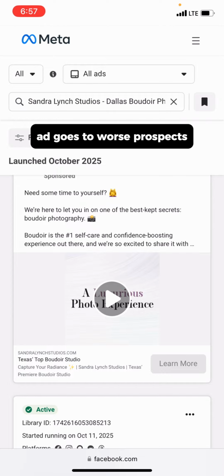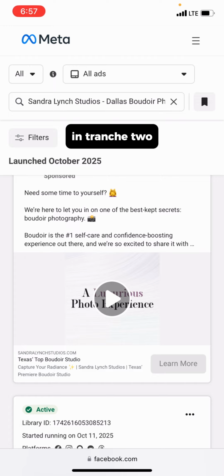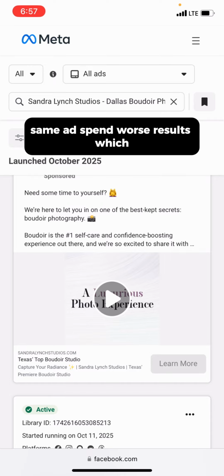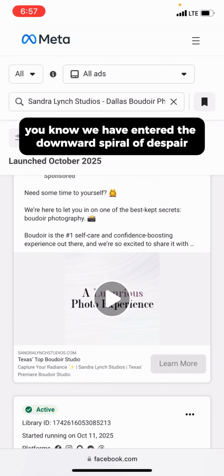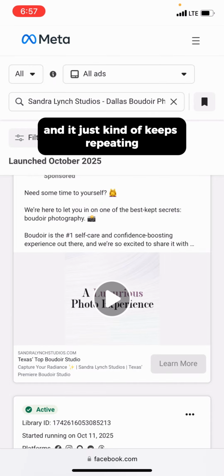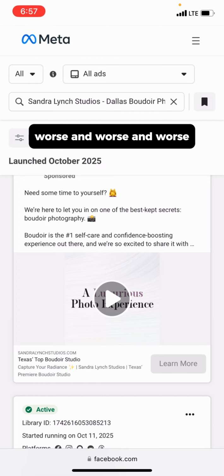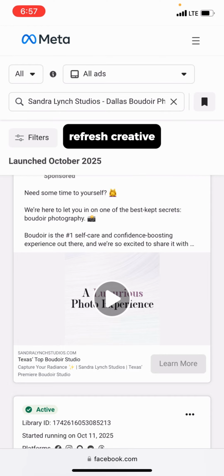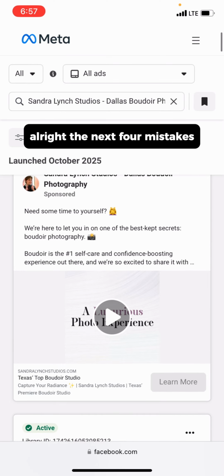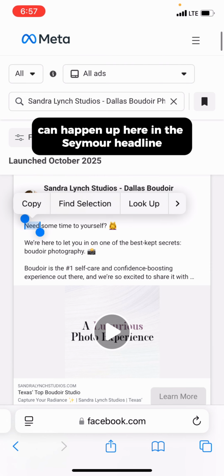Ad goes to worse prospects in tranche 2. Same ad spend, worse results, which means we have entered the downward spiral of despair, and it just keeps repeating, worse and worse and worse. Ad dies out, ad burns out, refresh creative. All right, the next four mistakes can happen up here in the See More headline.